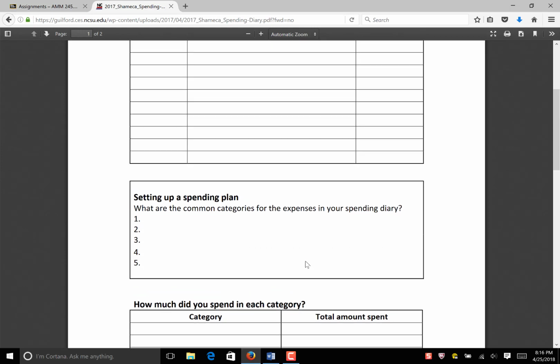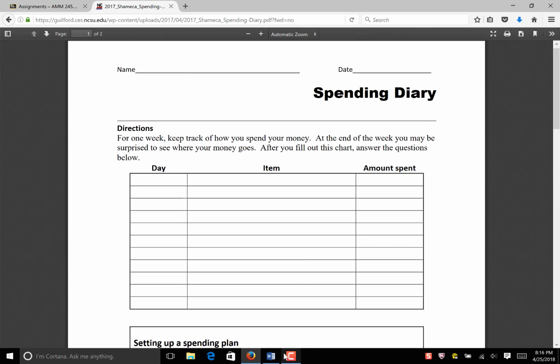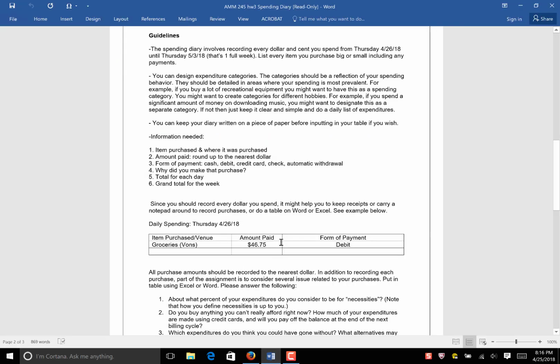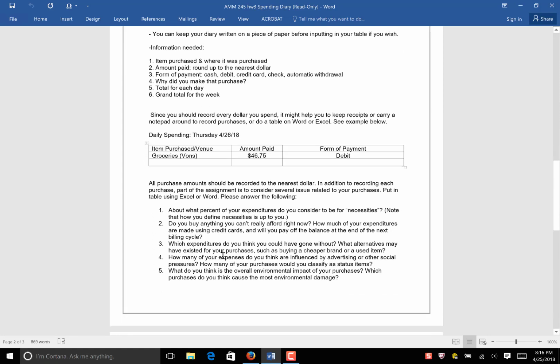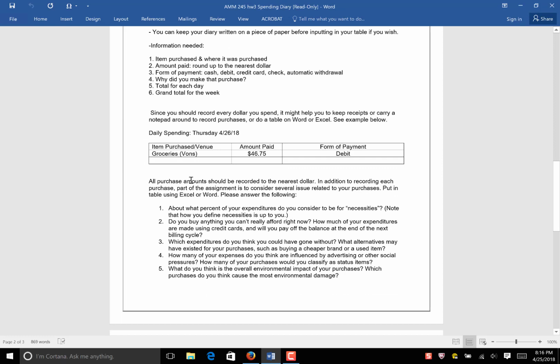So you can use something like this if you like, or basically stick with the one I gave you and just make it nice and pretty. But that's basically the information that we need. So you just need to add the totals and the grand total for the week. Again, round to the nearest dollar unless you absolutely need to show the cents. That's fine, but that just would make it a little harder on you.